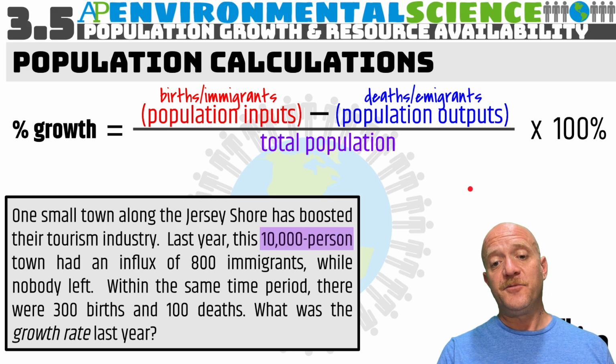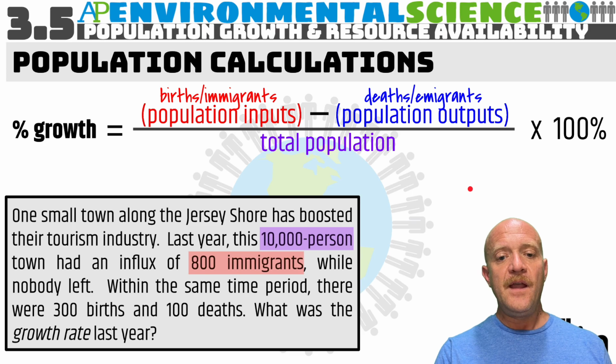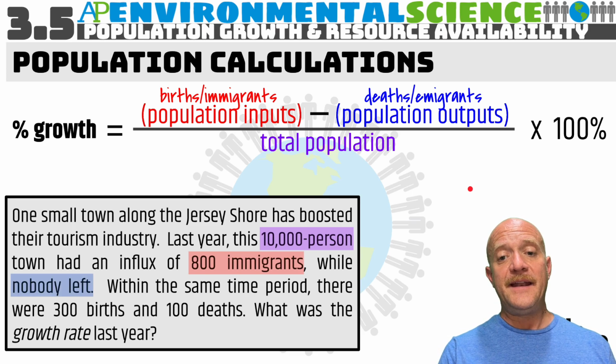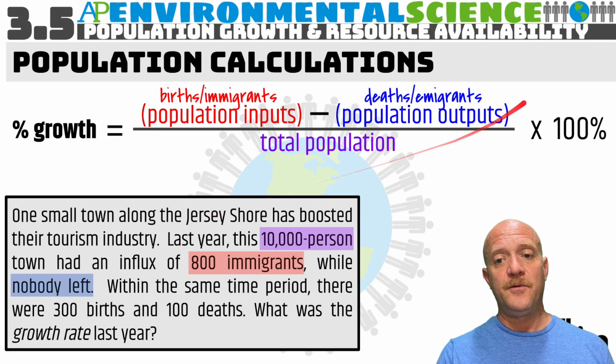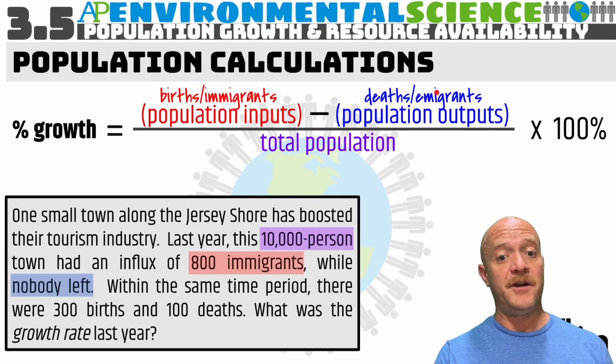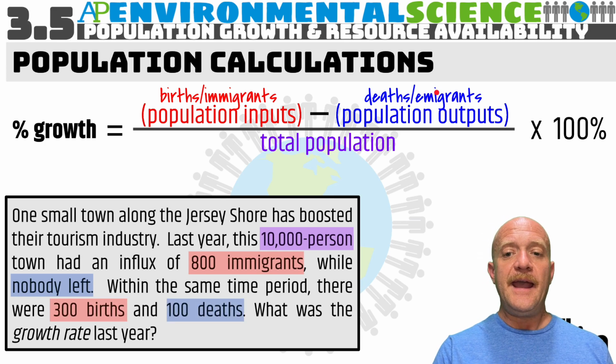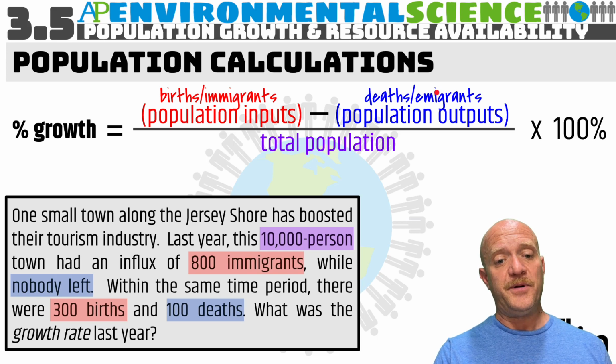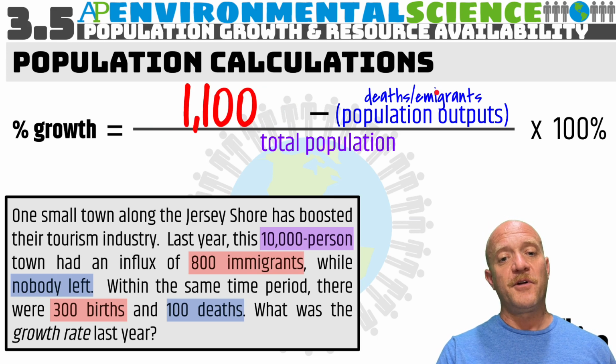So the original population, or the total population, as indicated in the purple, is 10,000 people. We had 800 immigrants. We also had nobody leaving. So that would be emigrants. So I just highlighted that because that would be the equivalent of 0. 300 births, that would be an input. And 100 deaths would be an output. So what was the growth rate?